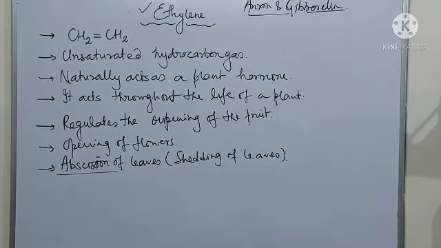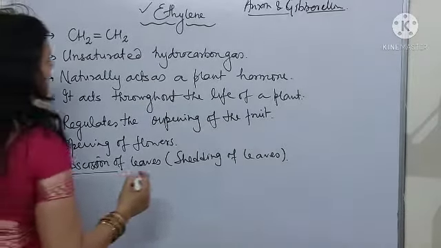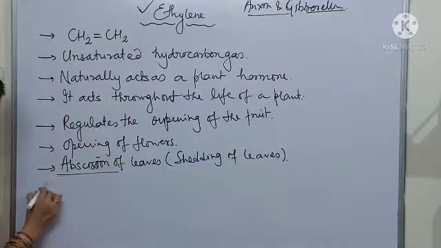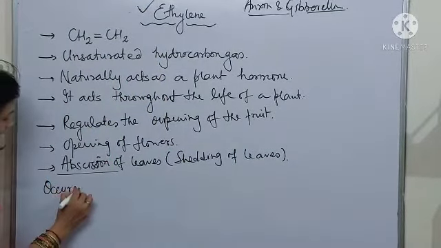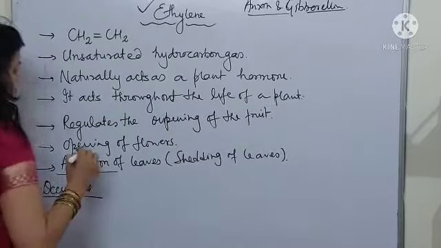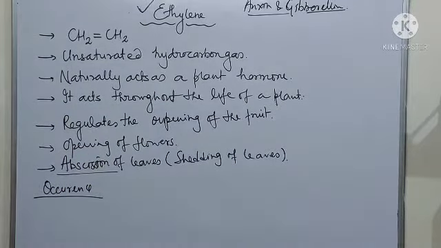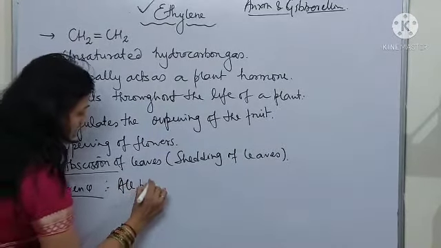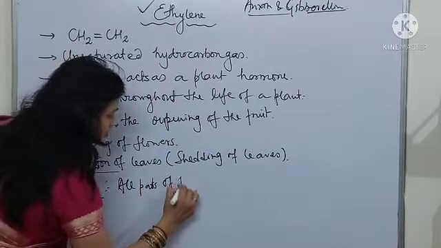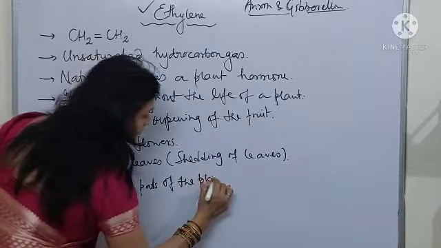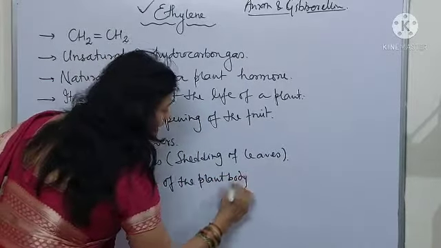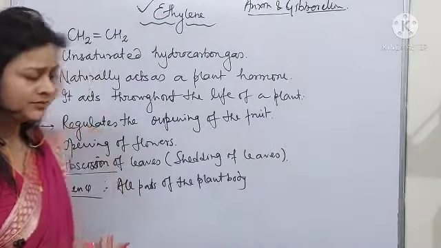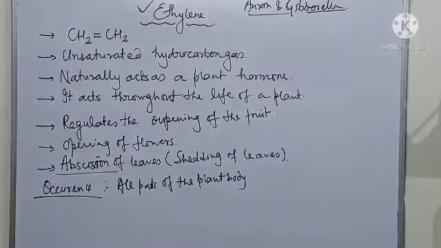So, एथिलीन का प्रोडक्शन या इसका ओकरेंस ये कहाँ पाया जाता है, and where it is found. So it is produced from all parts of the plant body, just like leaf, fruit, stem, etc.